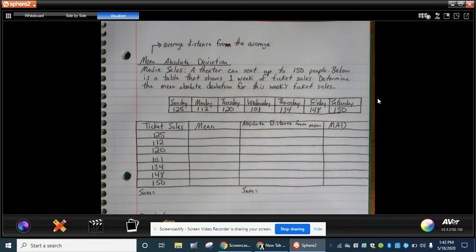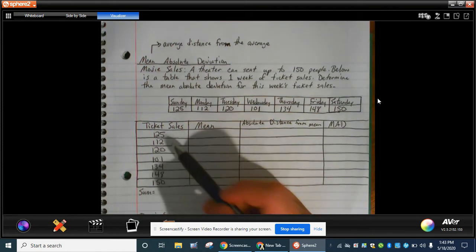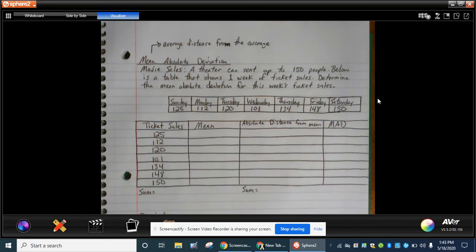Tickets that were sold. So I have went ahead and drew a table, and at this time I want you to pause this video. I want you to copy down this table here so that way you can follow along. I have written these ticket sales in order, from Sunday all the way to Saturday. All right, so let's talk about what we have to do first.